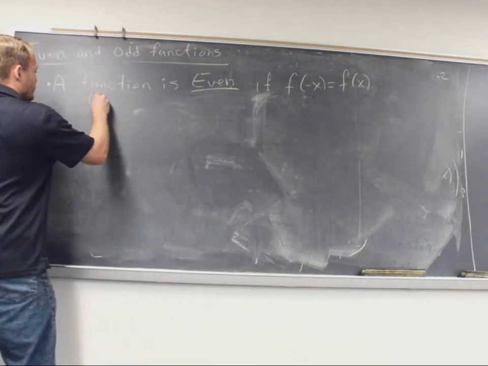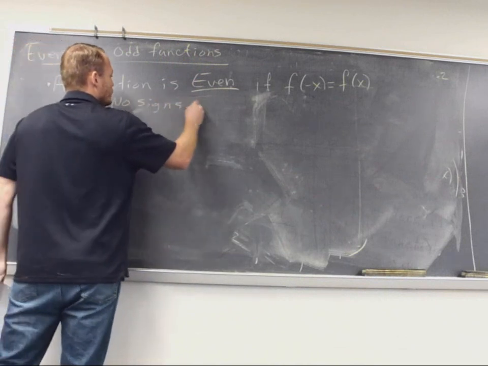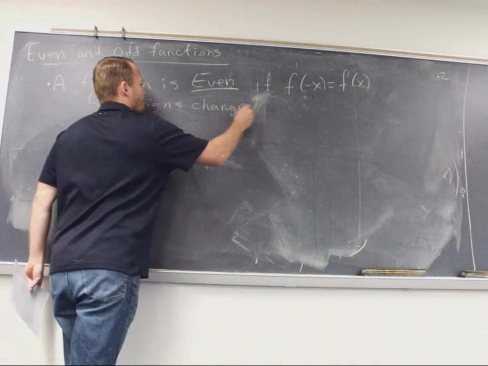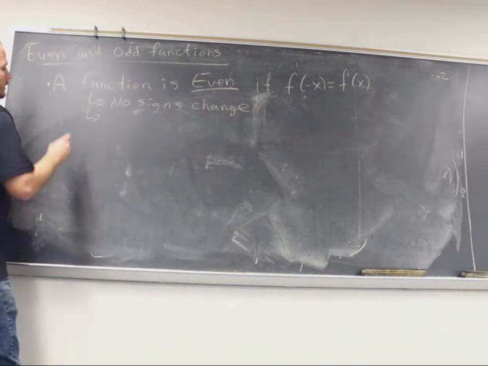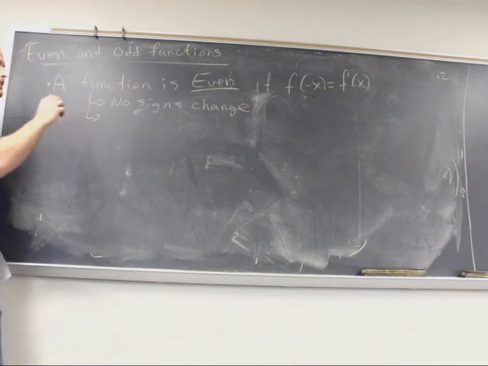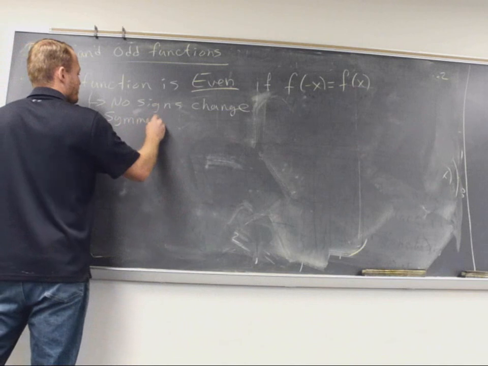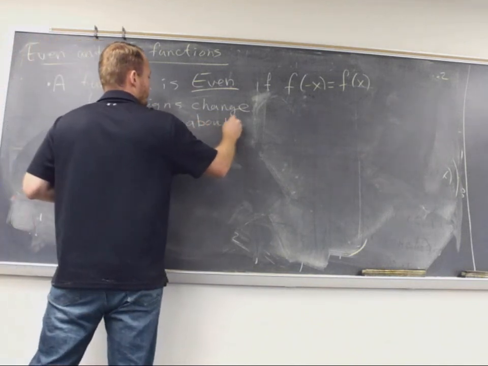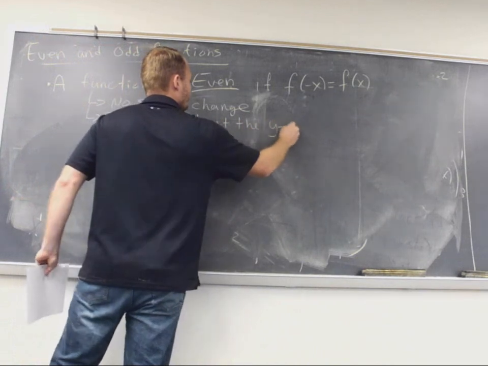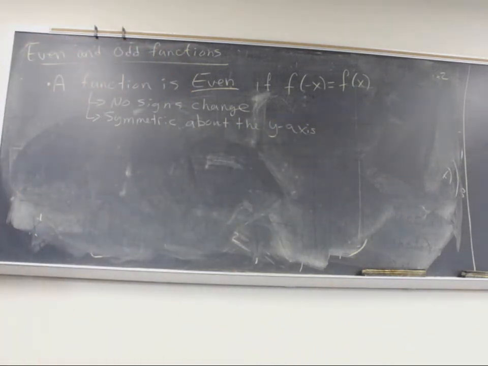That means none of the signs would have changed. So just some subnotes here: no signs change. That will be a key part here in a little bit. And then another key part is if it's an even function, it's symmetric about the y-axis. So that gives us a visual representation of what an even function is going to do for us.